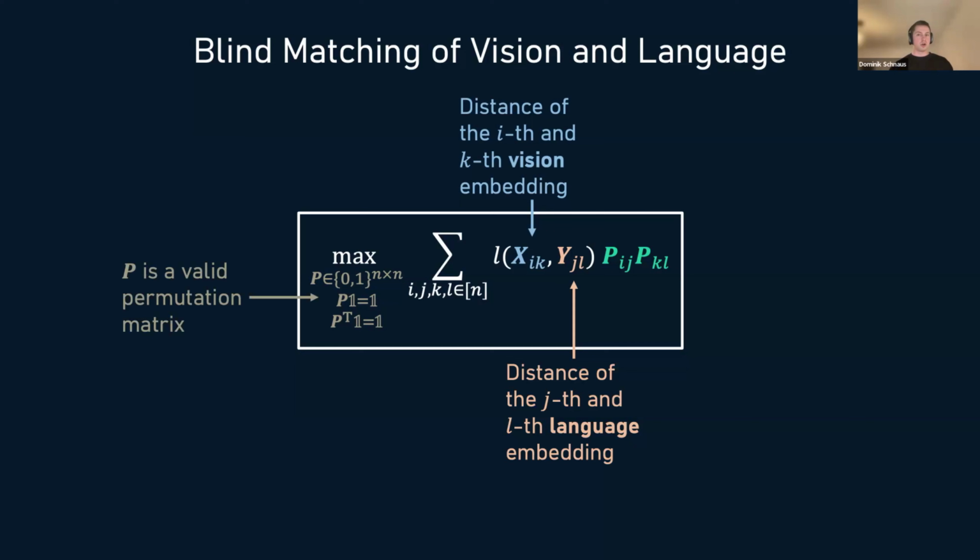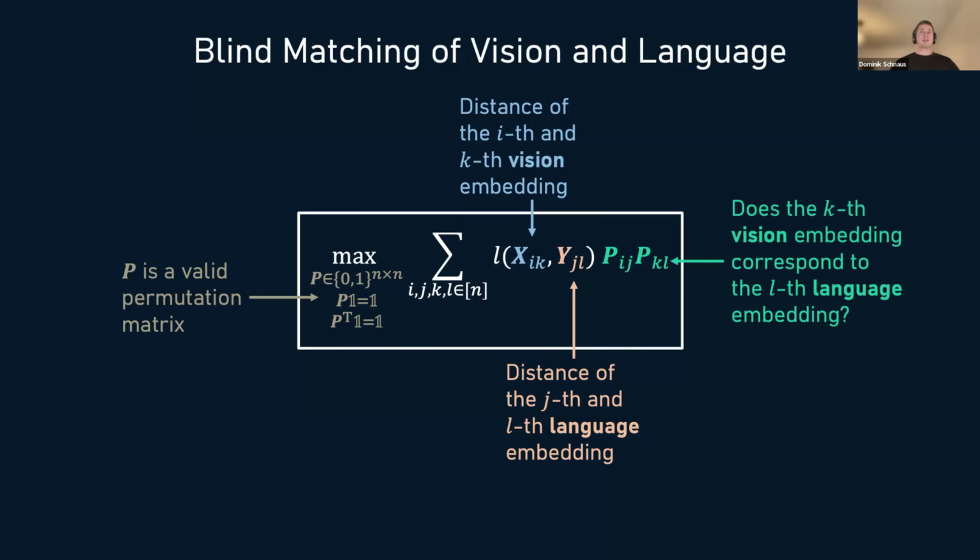They have an element of one if we have a correspondence of this vision embedding to another language embedding. And we only take into account those pairs where we have this correspondence, so where the ijth value and the kth value is 1 in our permutation matrix. Altogether, this objective is a quadratic function of the permutation matrices and an instance of a quadratic assignment problem.